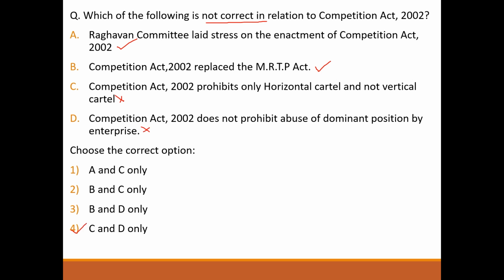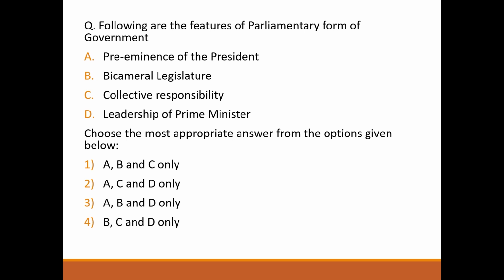Next question. Following are the features of parliamentary form of government. Preeminence of president. Wrong. It is the prime minister, not the president. Bicameral legislature. Correct. Collective responsibility. Correct. Leadership of prime minister. Correct. So answer will be option number 4.